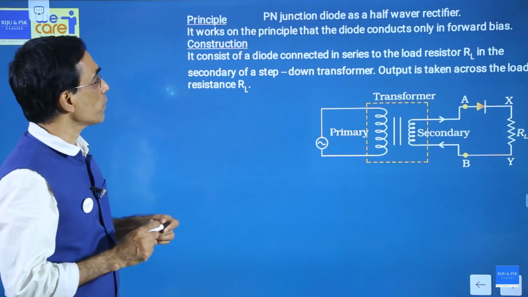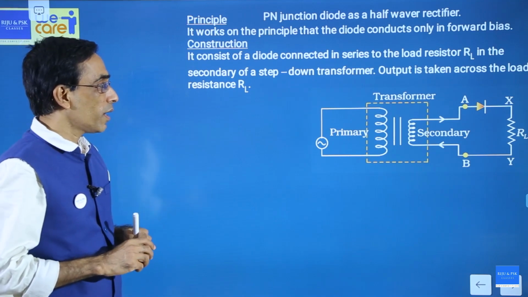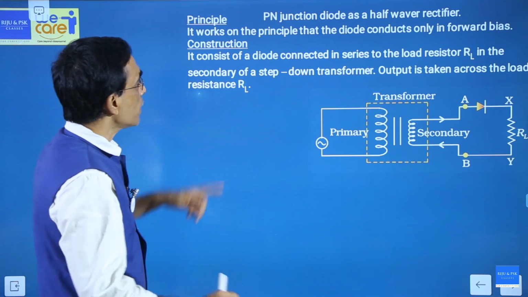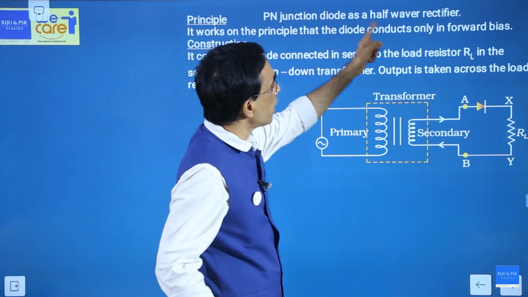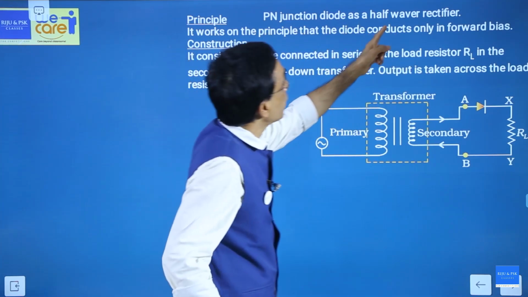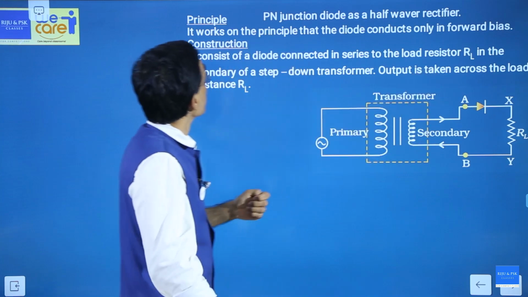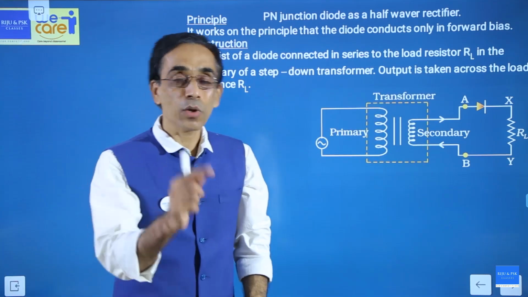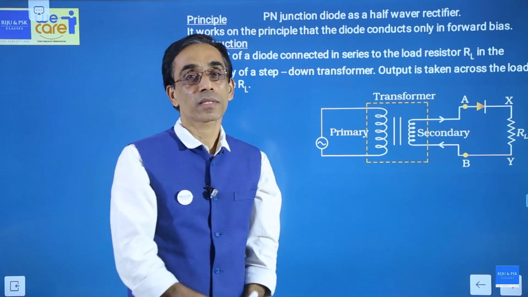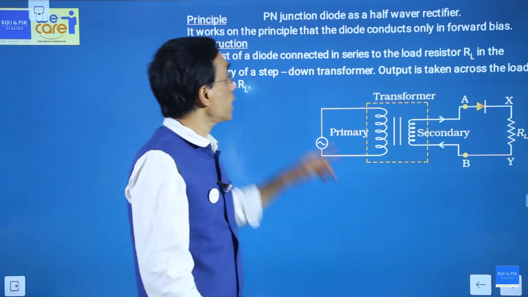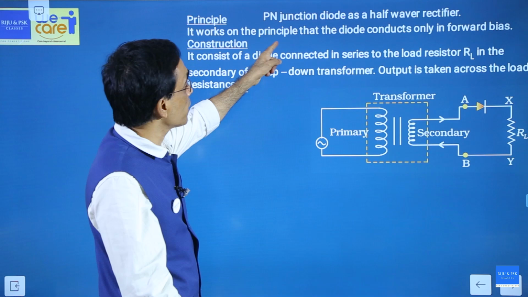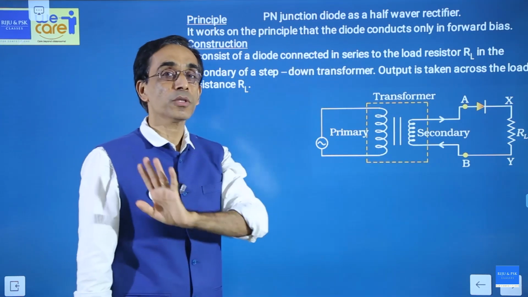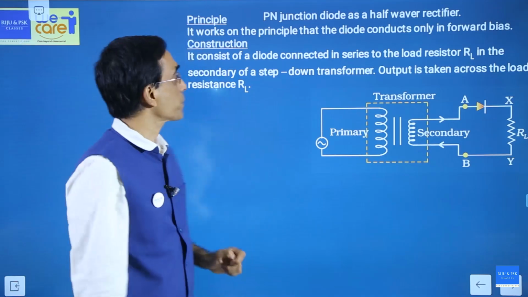First of all, we have a half wave rectifier. The title is PN junction diode as half wave rectifier. Half wave, not waver, wave rectifier. What is the principle? First of all, principle. Principle is simple. A diode will conduct only when it is forward biased. Reverse bias current is negligible. That is the principle. It works on the principle that the diode conducts only in forward bias. In reverse bias, you don't have to mind the small current.